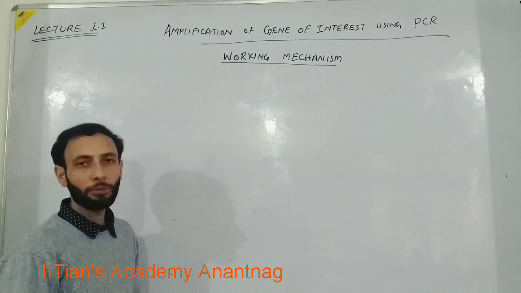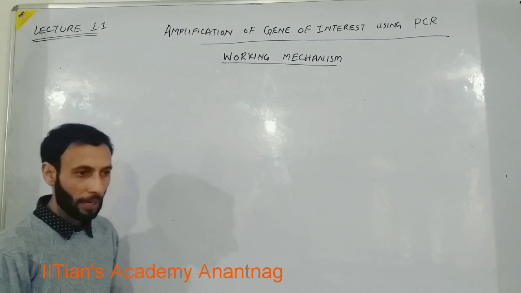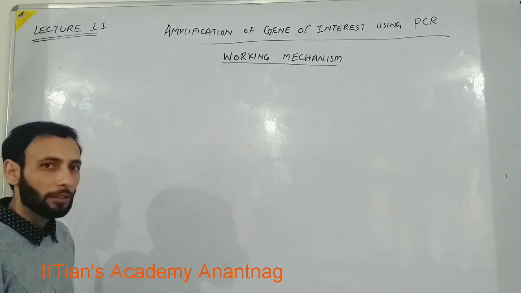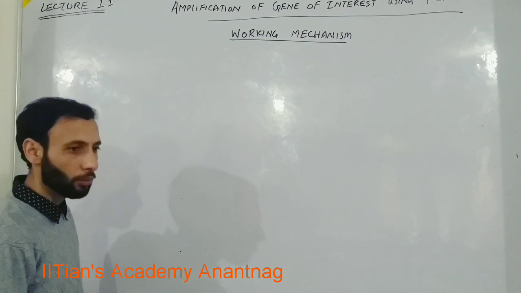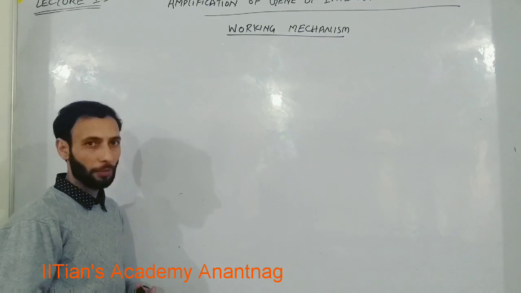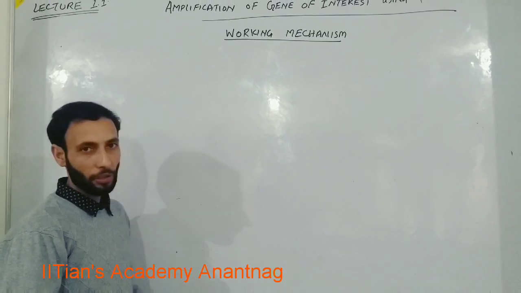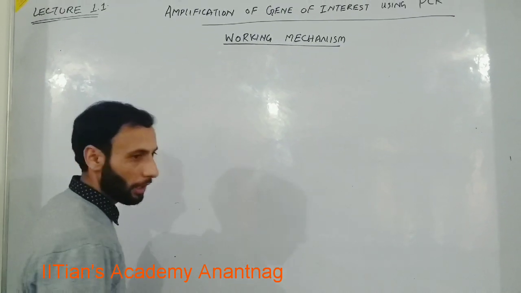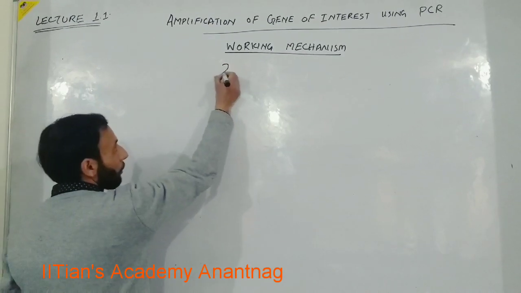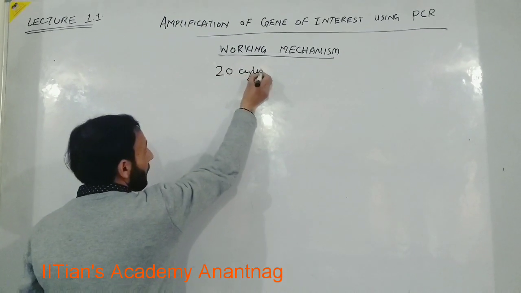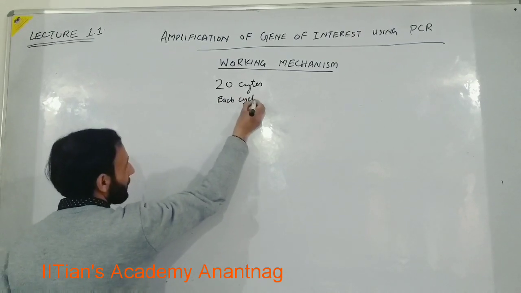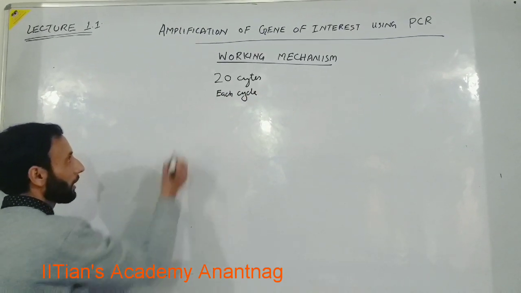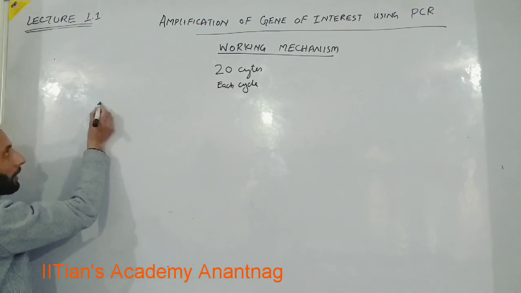Now we will talk about the working mechanism of PCR. PCR involves some 20 cycles. In the PCR technique, when we amplify our gene of interest using the polymerase chain reaction, we normally use 20 or more cycles. Each cycle of this PCR involves the following steps.